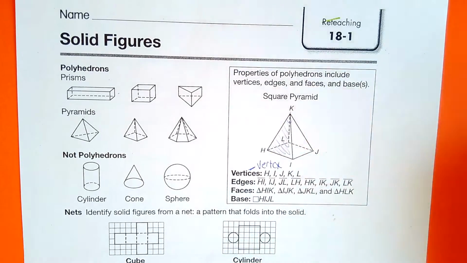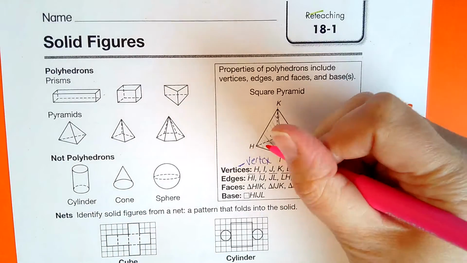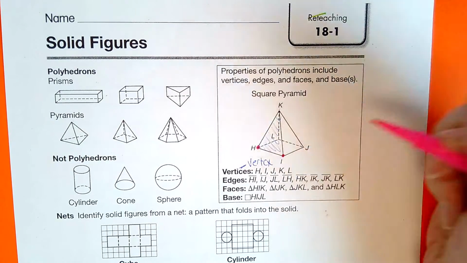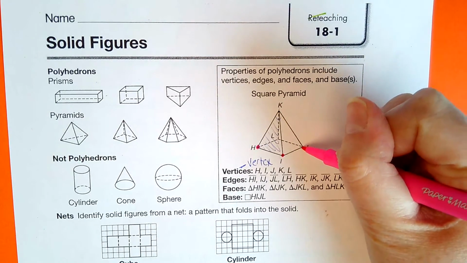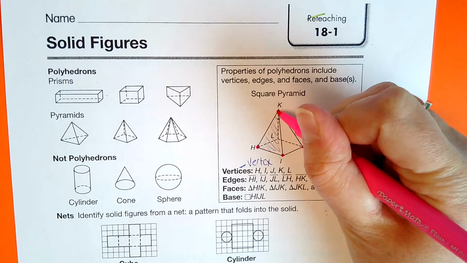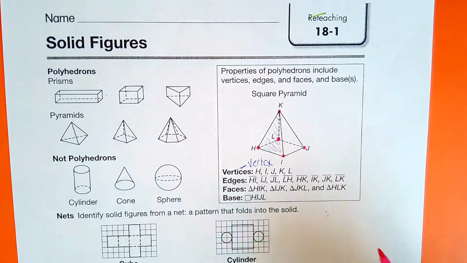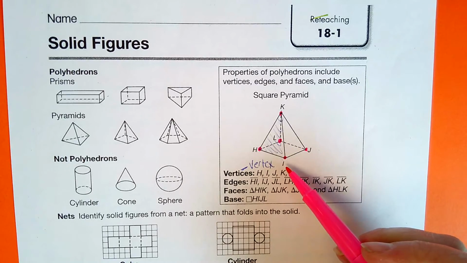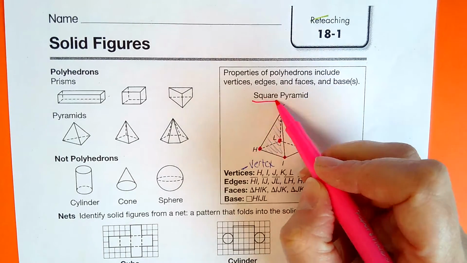I is a vertex. J is a vertex. K is a vertex, and L is a vertex. So all these are our vertices of this shape, okay? We call this a square pyramid because guess what shape that bottom is? It's a square, okay? That's our base.